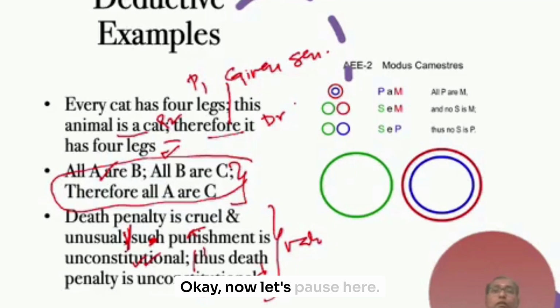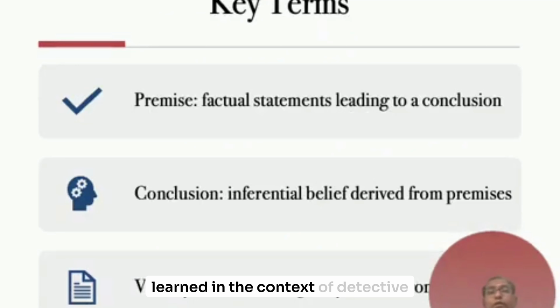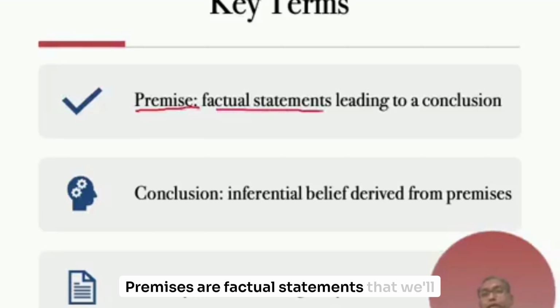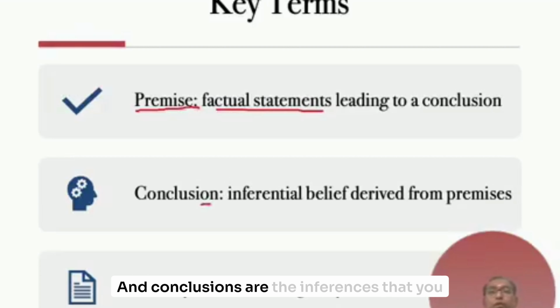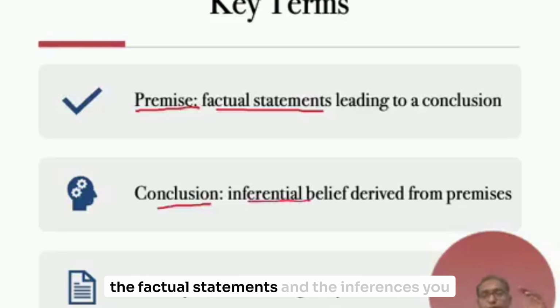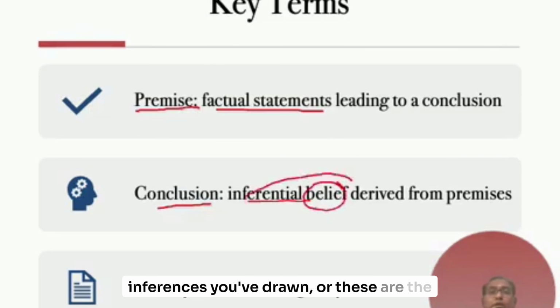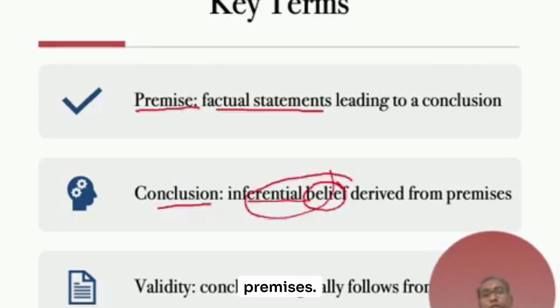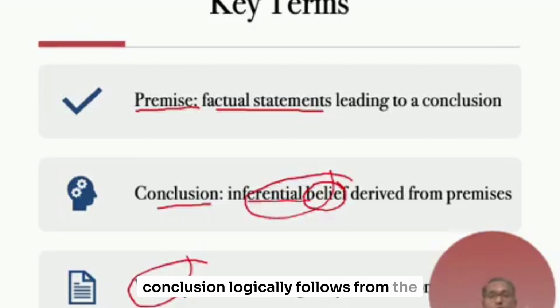Okay, now let's pause here and quickly review the terms that we learned in the context of deductive reasoning. We talked about premises. Premises are factual statements that we use to draw conclusions, and conclusions are the inferences that you draw from these factual statements. You may form beliefs based on these inferences, the inferential beliefs you derive from the premises. And validity has to do with whether the conclusion logically follows from the premises.